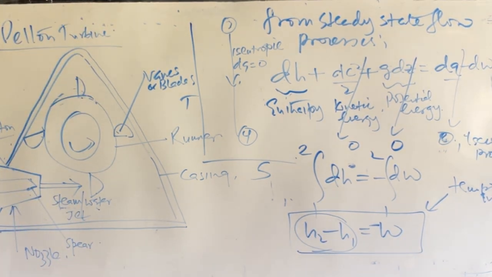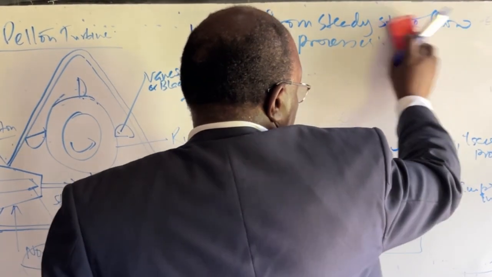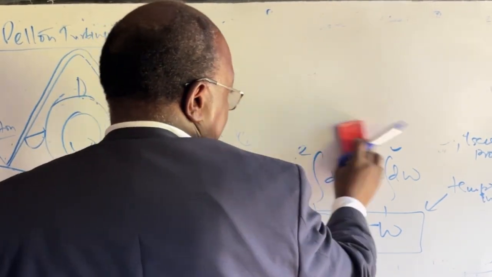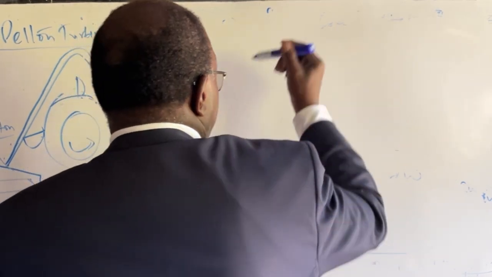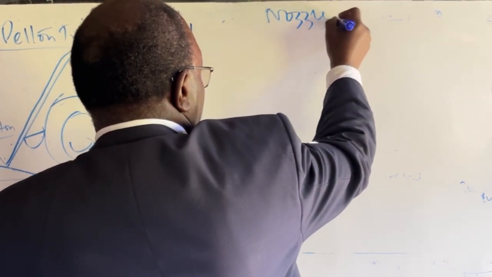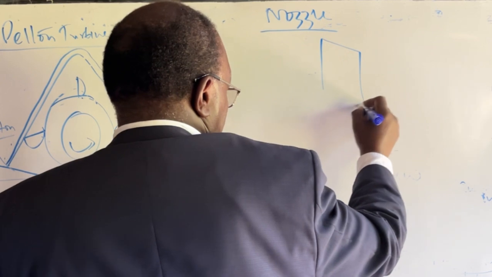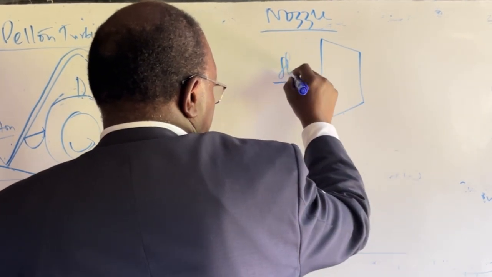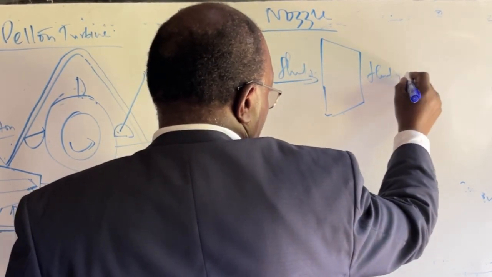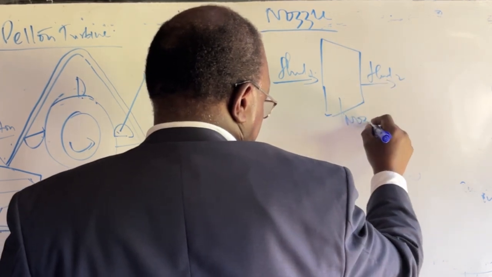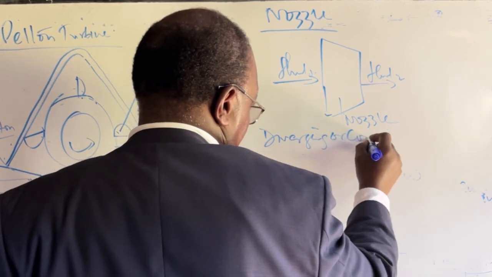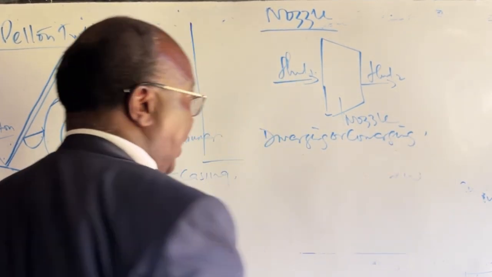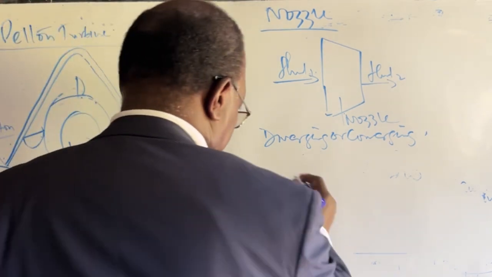And so here I've also drawn the nozzle. It's important for us to also look at the nozzle, because it is an important component which makes the turbine more efficient. So let's just look at the nozzle. Again, the nozzle can be diverging or converging. We have fluid 1, fluid 2, nozzle. And like you have said, it enhances the flow velocity of the steam.